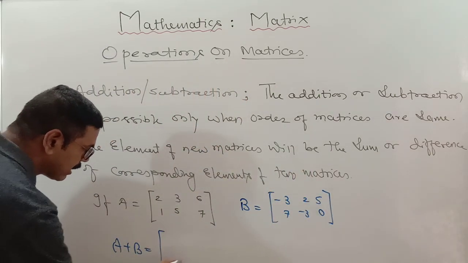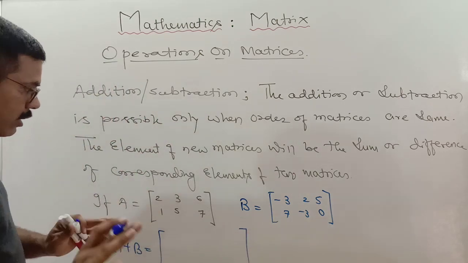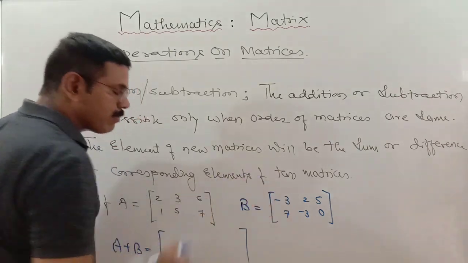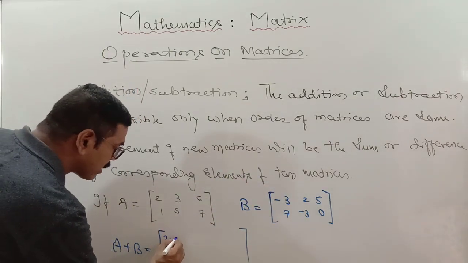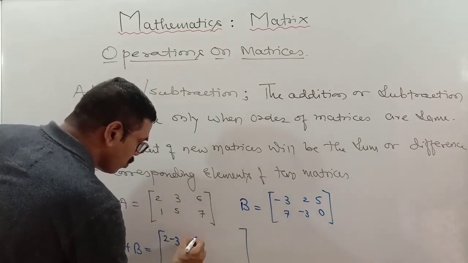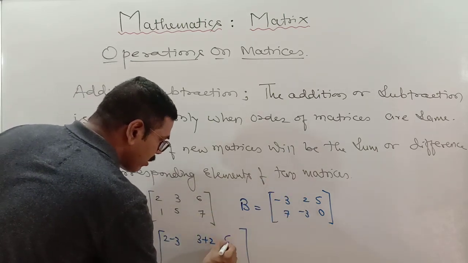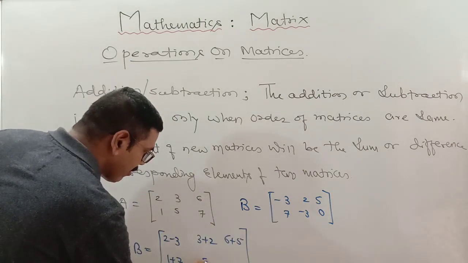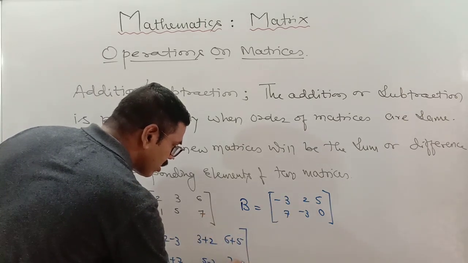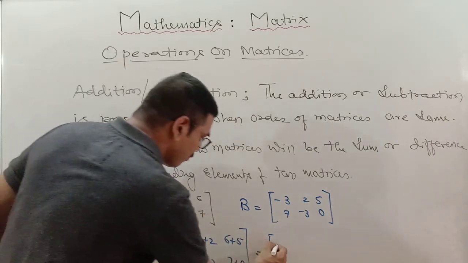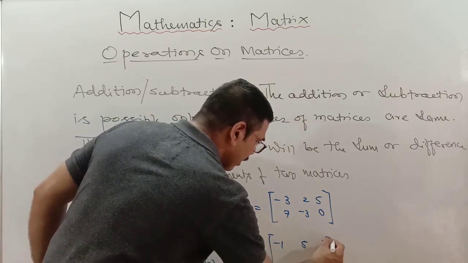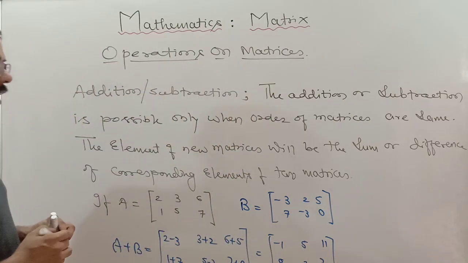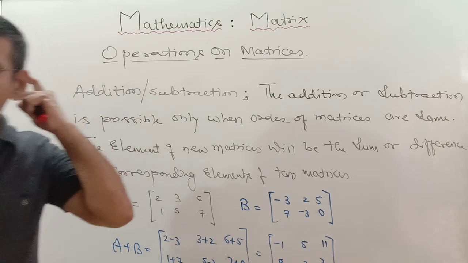A plus B is just the matrix of the elements obtained by the addition or subtraction of the corresponding elements. Means 2 minus 3, 3 plus 2, 6 plus 5, 1 plus 7, 5 minus 3, 7 plus 0. So we'll get the result -1 5 11 and 8 2 and 7. Is there any doubt? This is the simplest solution.